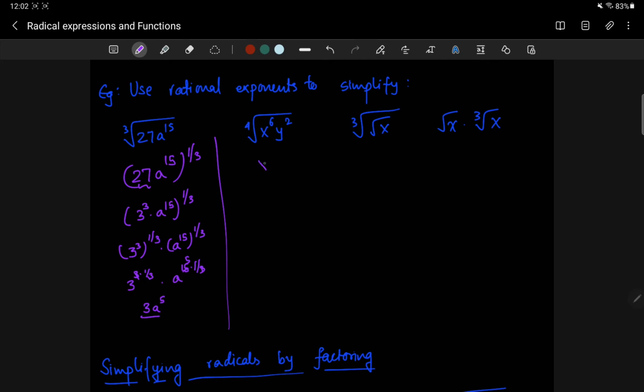We do the same thing in the next problem. x to the 6 y squared, all to the 1/4, becomes x to the 6 to the 1/4 times y squared to the 1/4. That is x to the 6 over 4, y to the 2 over 4, which is x to the 3 over 2 and y to the 1/2. So we can stop there.